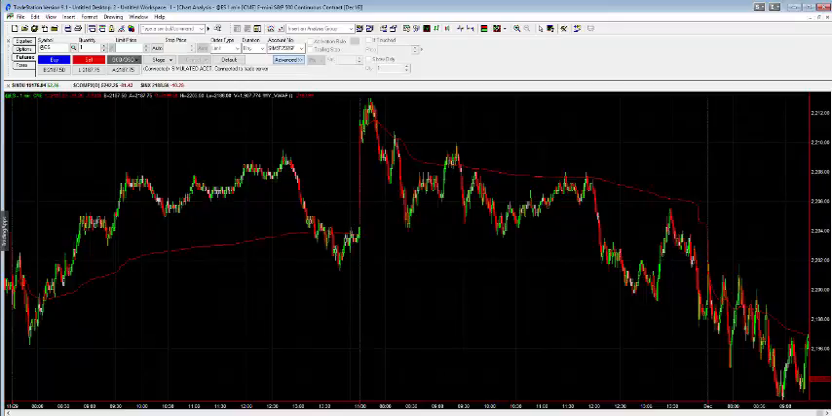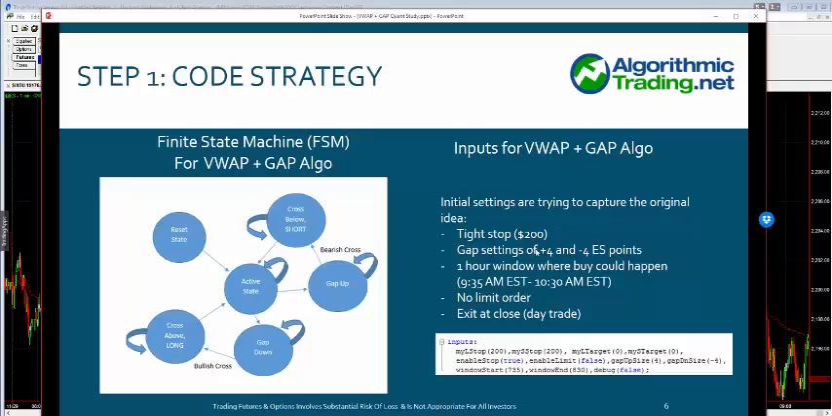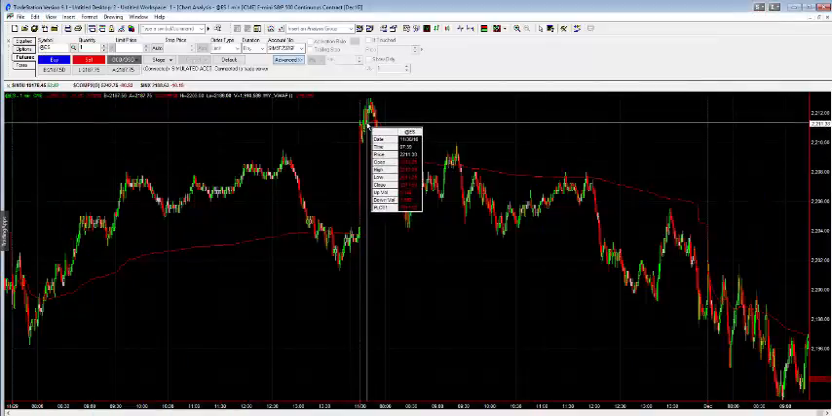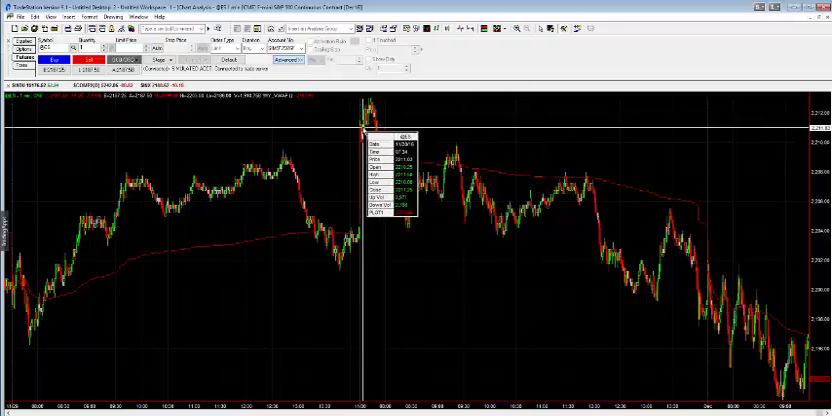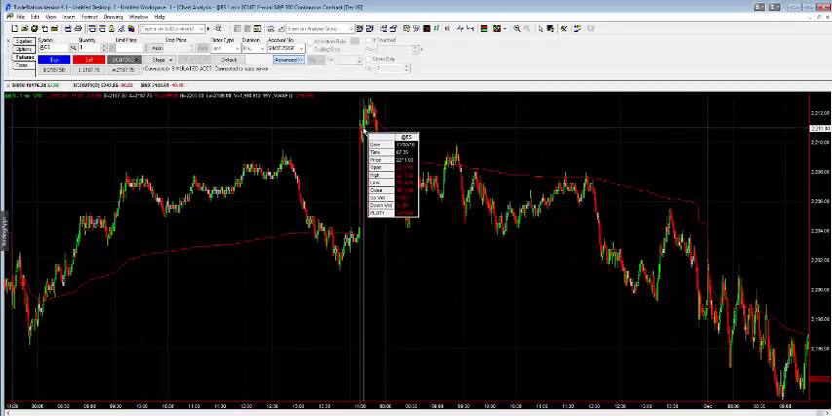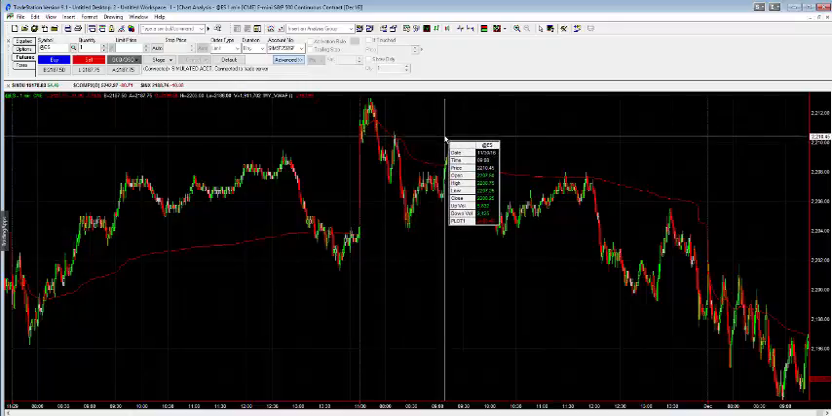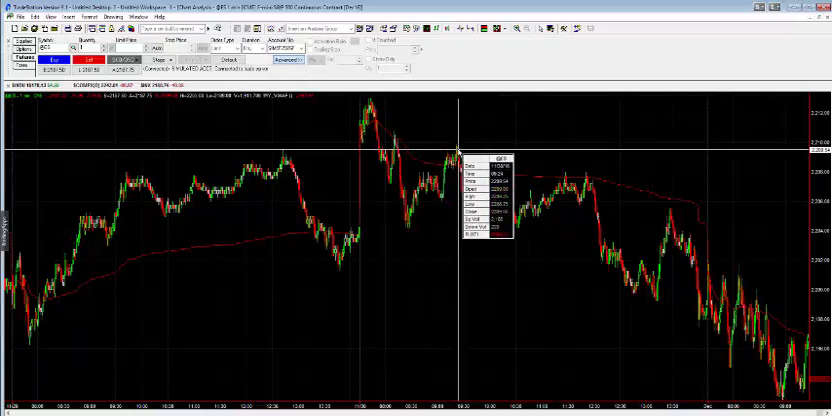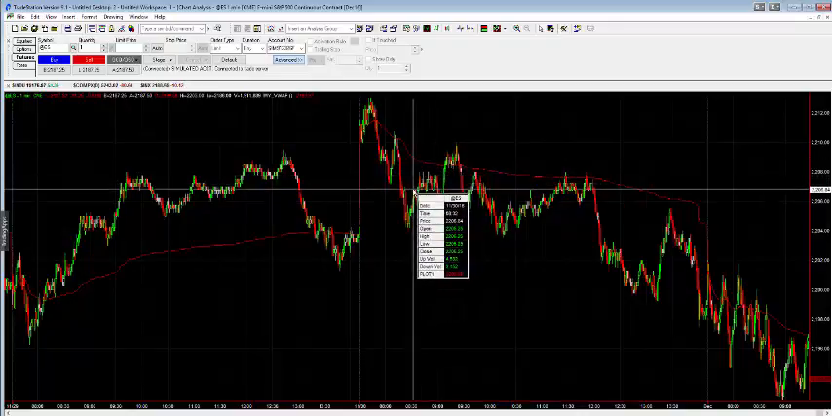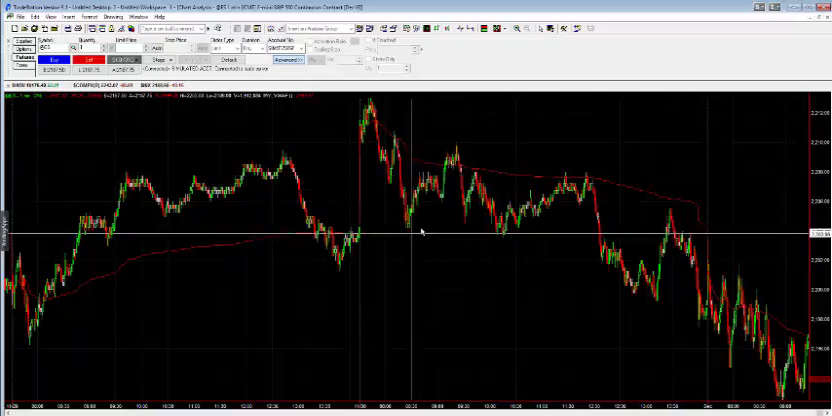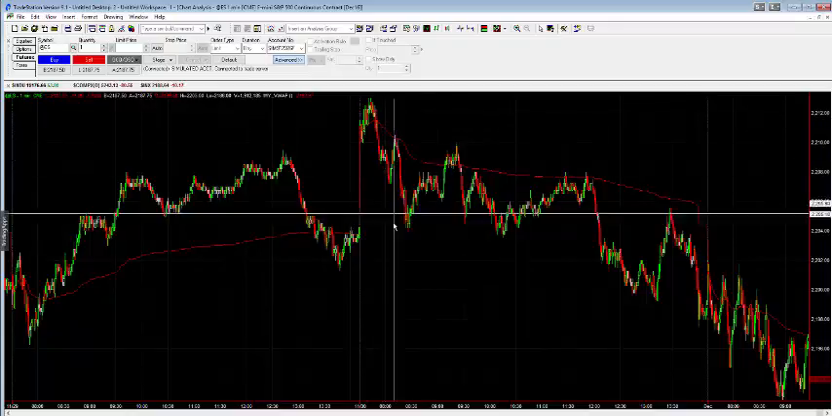So that's what the gap setting is, and then -4 is for the gap down. And I set it for a 1 hour window where the buy could happen between 9:35 and 10:30 Eastern. So essentially, for me, that's 7:35 until 8:30, which would be kind of in here. So it gives you this hour window where this trade could occur.